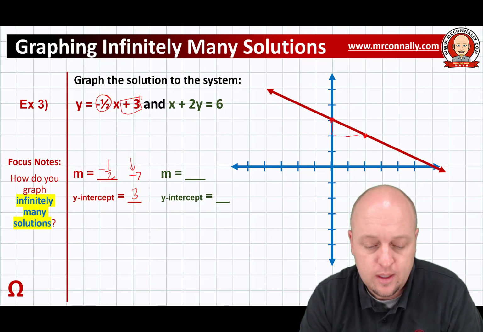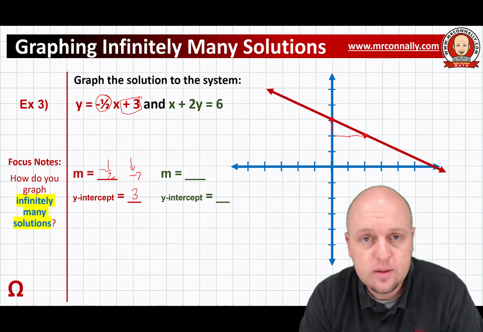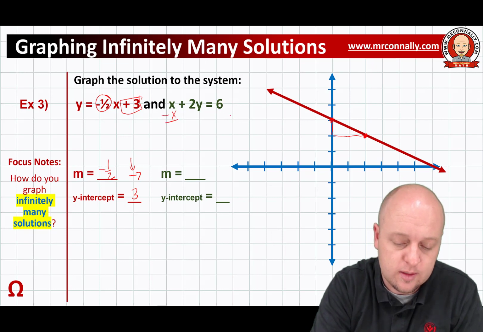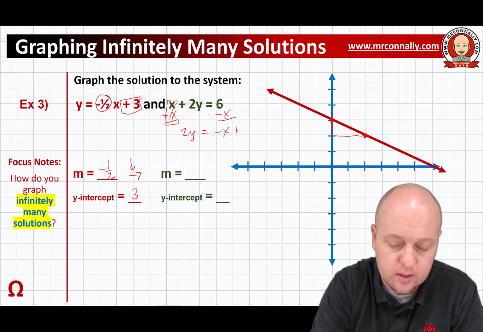Okay, great. Now, let's look at the next line. x plus 2y equals 6. We've got to turn this into slope-intercept form. We're getting really good at this. 2y equals negative x plus 6. Now we divide everything by 2 to get y by itself. We get y equals negative 1/2 x plus 3.